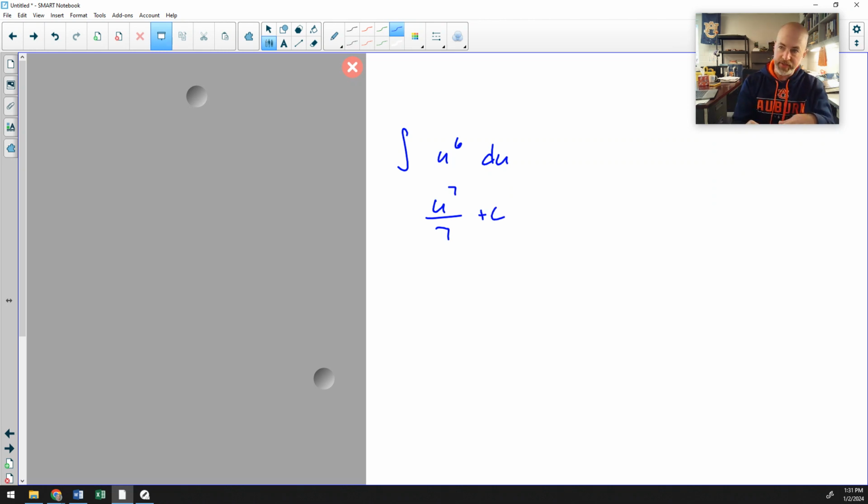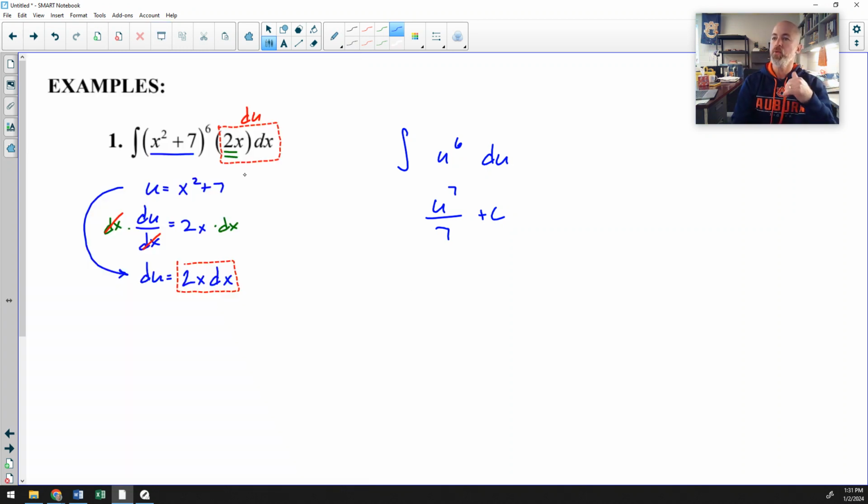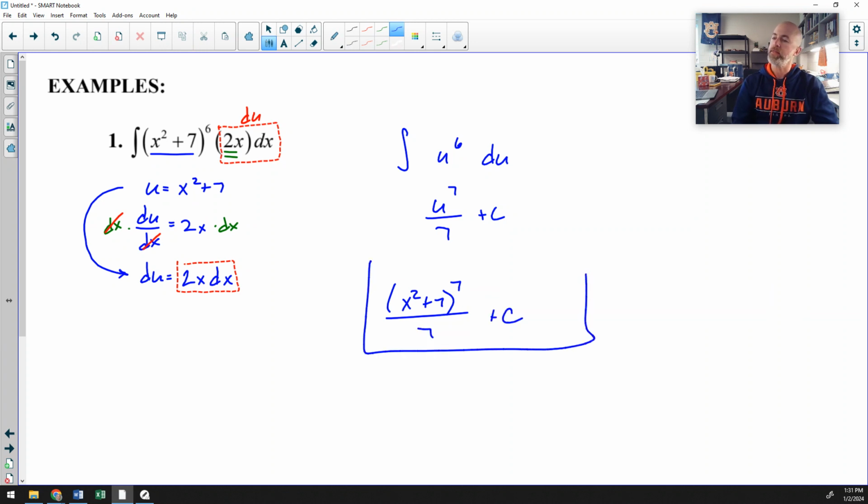There's the antiderivative, except you don't want to leave it in terms of u. U is just an intermediate step to make things a little bit easier to digest. You're not done until you have an answer in terms of x. So now I simply take the x squared plus 7, and put it back in the place of that u: x squared plus 7, all to the 7th, divided by 7, plus c. That's a lot of 7s. And there is your final answer. So there is a u substitution problem shown in great detail.